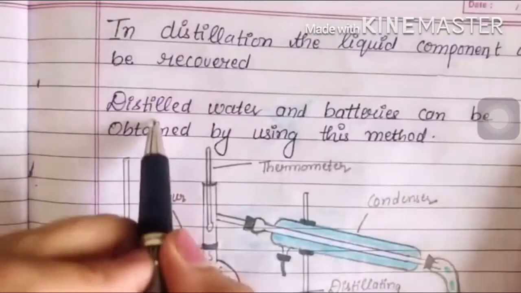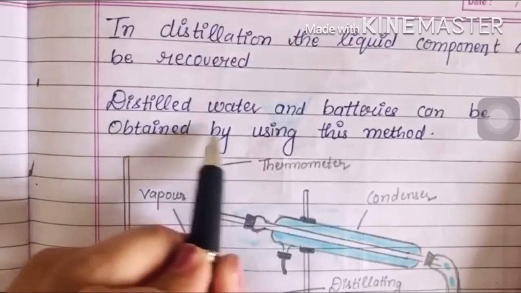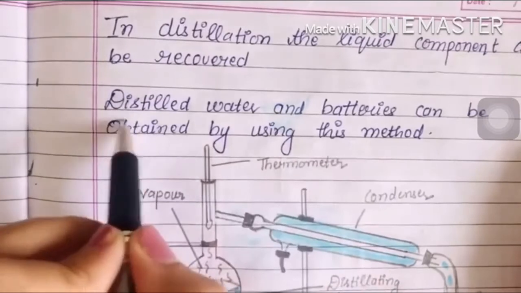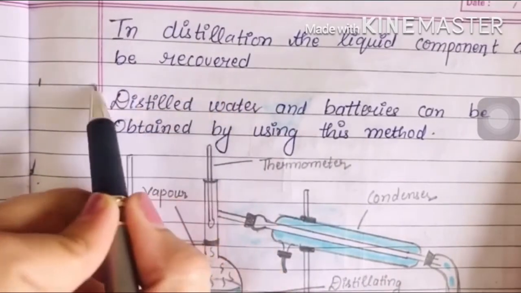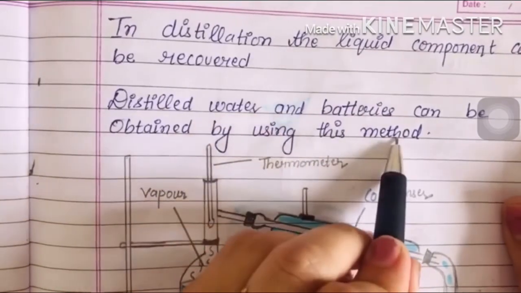So distilled water and battery water can be obtained by using this method. The distilled water that is used in the laboratories is obtained by this method.